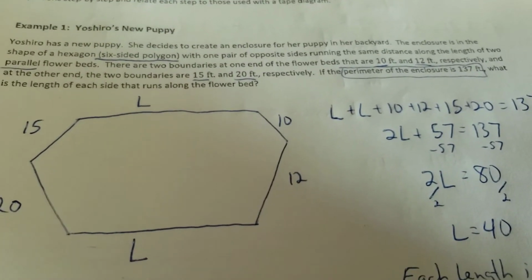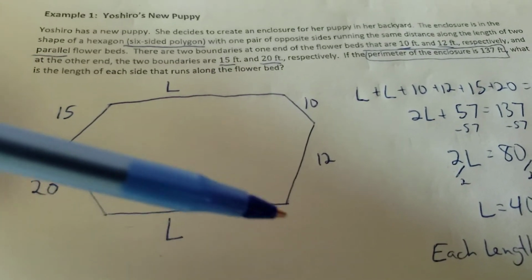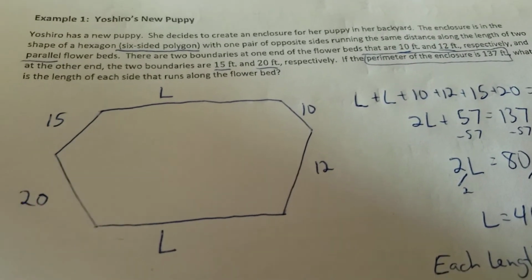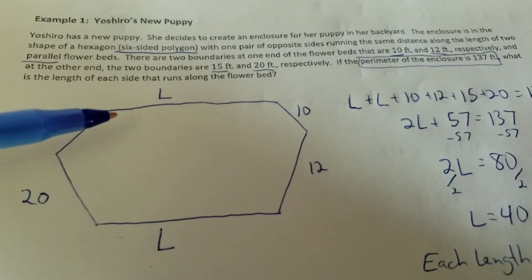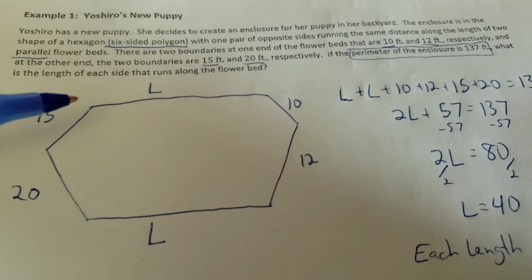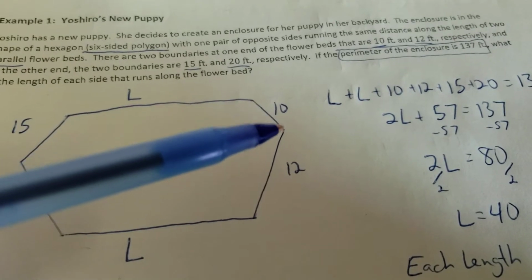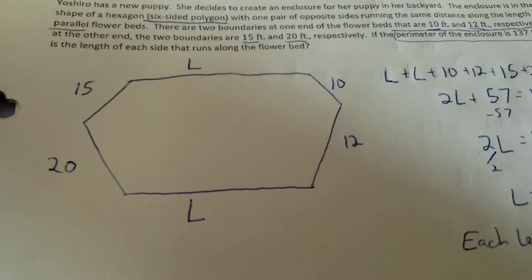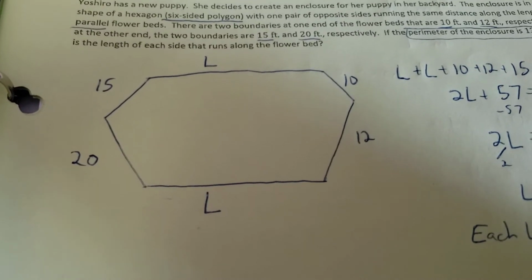bed? Well, it's a hexagon, so I only have 6 sides. I've got these two parallel sides that I don't know exactly what they are, so I'm going to call them L for lengths right now. But being a hexagon, it's got to have 6 sides, so it's not going to form a rectangular type of pen. It's 15 here and 20 here on one end, and the other end had 10 and 12. So kind of a rough sketch of what that looks like. Now together, the entire perimeter, the distance around, is going to be 137 feet.